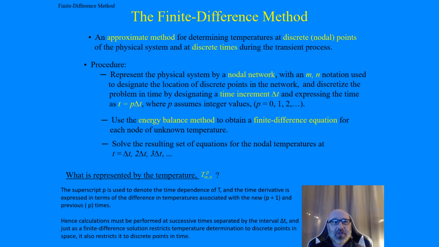Now one thing we want to ask ourselves is what is represented by this variable here, T to the p subscript m,n. Let's break this down a little bit. The superscript p that we see up top is used to denote the time dependence of our temperature. The time derivative is expressed in terms of the difference in temperatures associated with the new, p plus 1, and the previous, p, times. That's how we're distinguishing between those. Hence the calculations must be performed at successive times separated by the interval delta t. Just as a finite difference solution restricts temperature determination to discrete points in space, it also restricts it to discrete points in time.